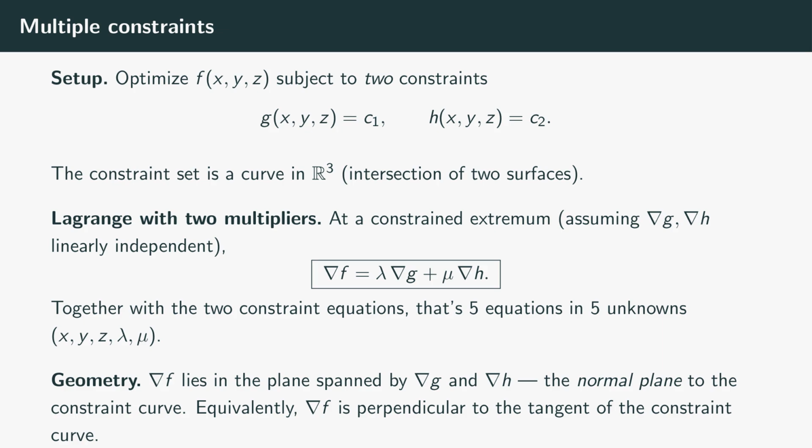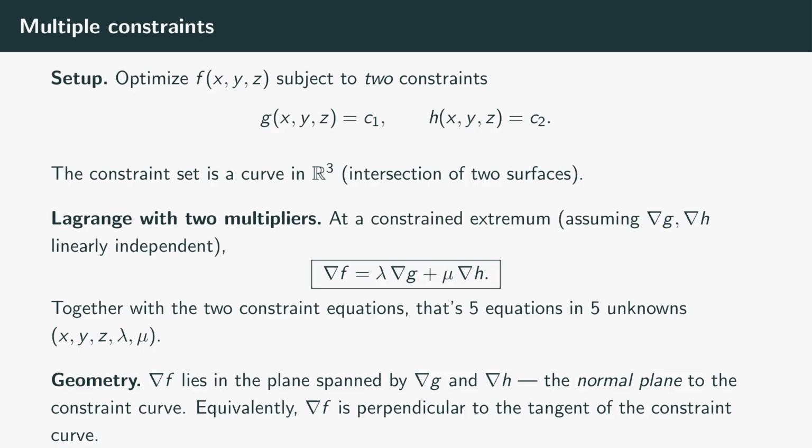The Lagrange condition generalizes cleanly. At a constrained extremum, the gradient of f is a linear combination of the two constraint gradients. The gradient of f equals lambda times the gradient of g plus mu times the gradient of h, with two multipliers, one per constraint. Add the two constraint equations, and you have 5 equations and 5 unknowns, 3 coordinates plus 2 multipliers. The geometric story is the same as before, lifted by one dimension.